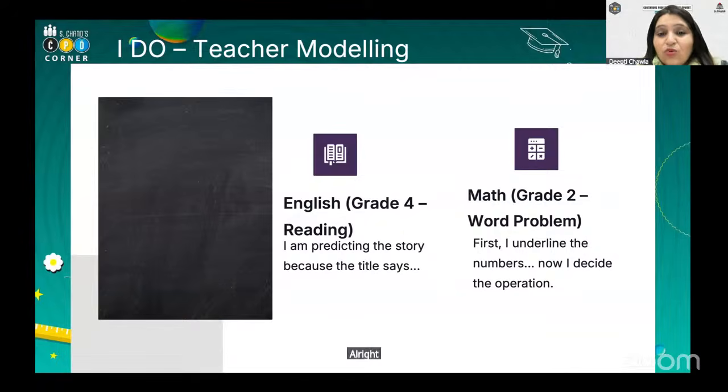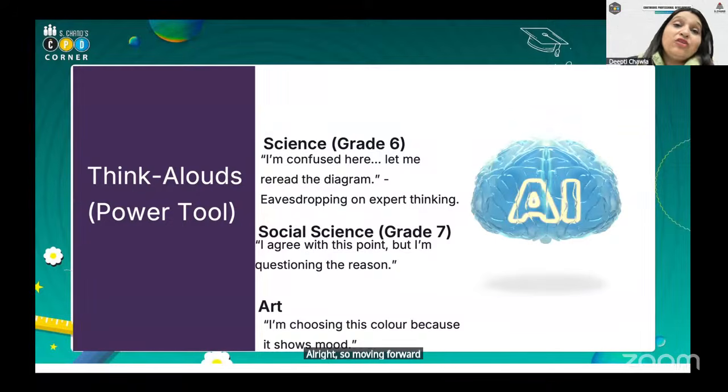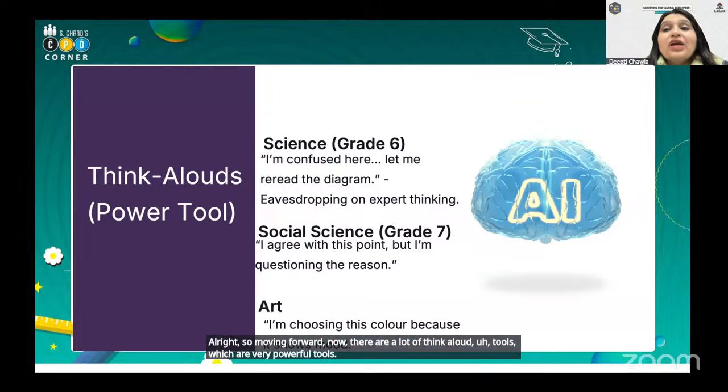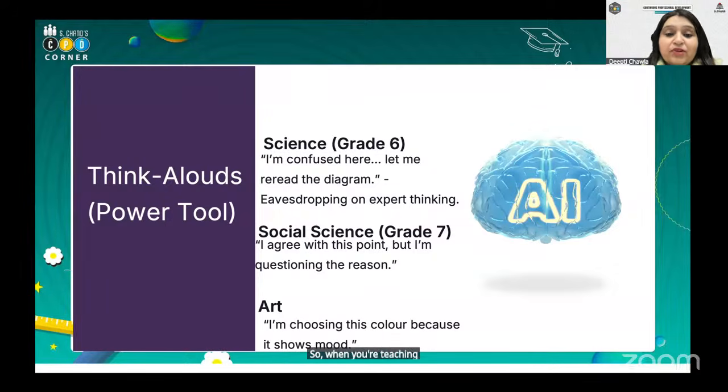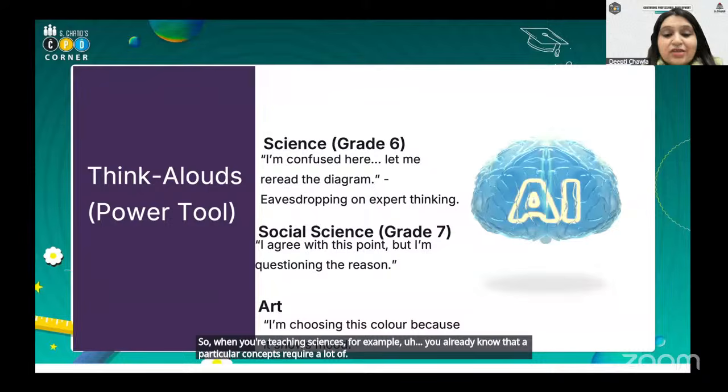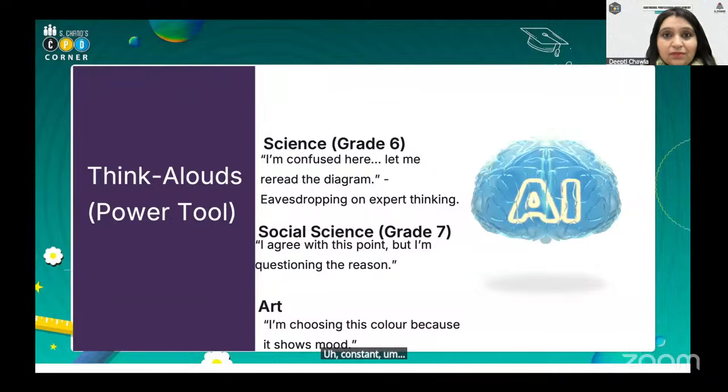All right. So moving forward, there are a lot of think aloud tools which are very powerful tools. So when you're teaching sciences, for example, you already know that a particular concept requires a lot of constant support, or this concept is not getting clarified to children. So you can then think aloud. Okay, I am a bit confused. So children feel that you are not their superior.